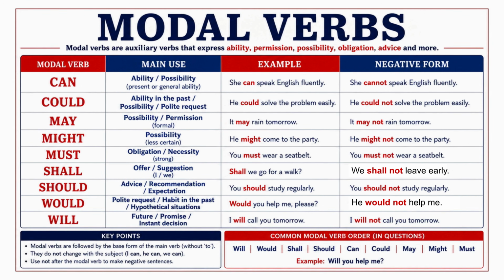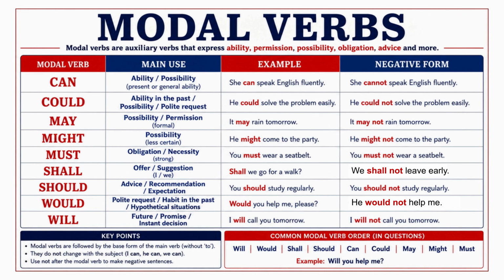Could is used for ability in the past, possibility, and polite requests. For example, he could solve the problem easily. I could swim when I was young. She could sing beautifully. Could you help me? We could visit tomorrow. He could run fast. They could see the mountains. I could understand the lesson. She could dance well. We could try again.